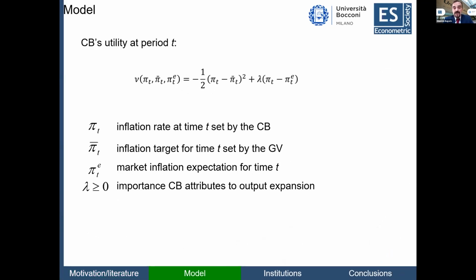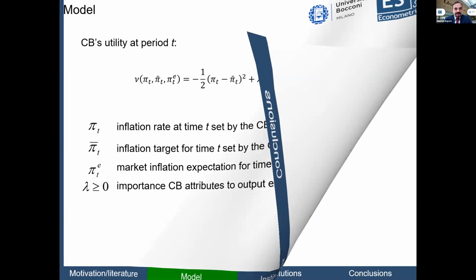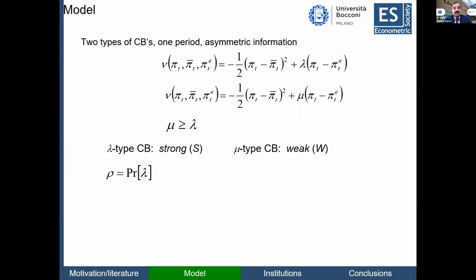So we use the typical reduced form models. Those who work in central banks may hate this because we assume that the central banker may implement whatever inflation it wants. Exactly. So basically, there is a cost of deviating from the target, and there is a benefit from creating an unexpected inflation, because that creates output. There are two types of central bankers, and the difference between the two types is that one of them, the lambda type, is the strong type. He cares little about creating unexpected inflation, whereas the weak type cares a lot about the output gap.